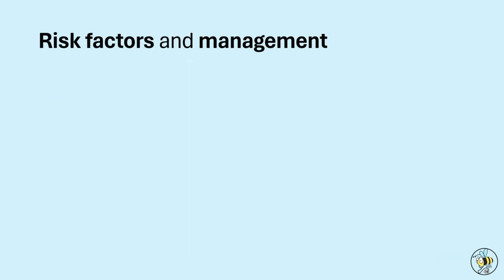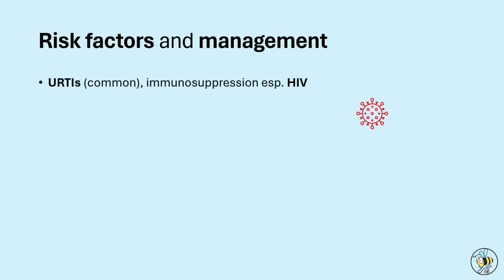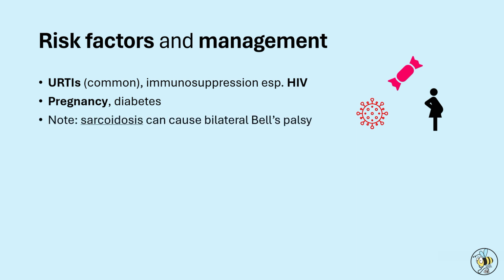There are some risk factors associated with Bell's palsy, which includes upper respiratory tract infections being the commonest cause, immunosuppression, especially HIV, pregnancy, and diabetes. Note that sarcoidosis can cause bilateral Bell's palsy.